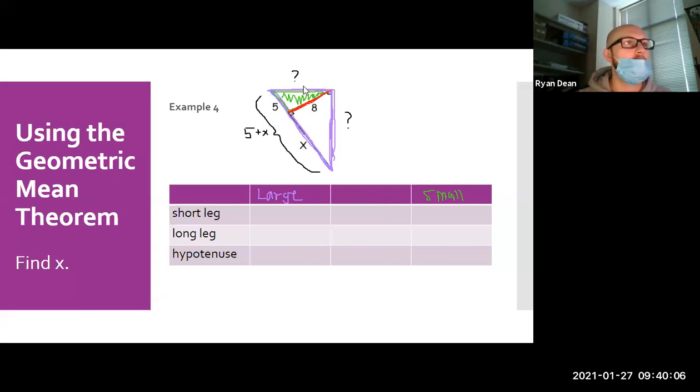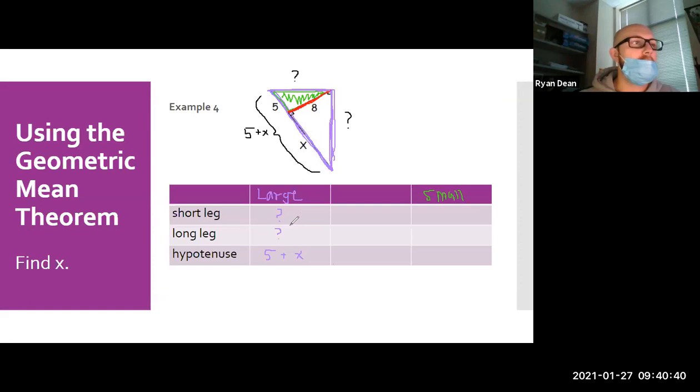Here we filled in a purple triangle just with what we have here. There's two legs that we don't have, right? And they're the question marks. So when I come in to fill in the table, the short leg, we don't know, and we don't know the long leg. The only thing that we know is the hypotenuse. The hypotenuse is this 5 plus x, because it's the entire length here. So that's the only thing that we can fill in here.